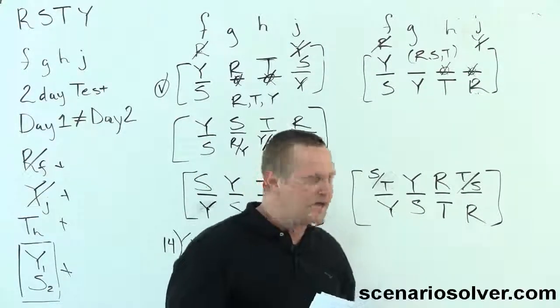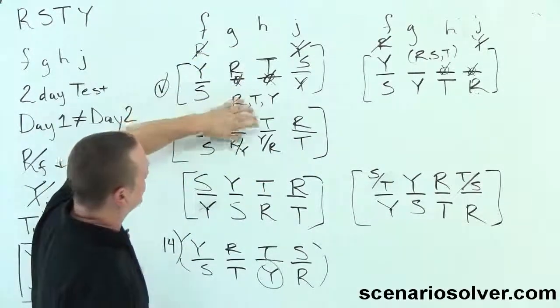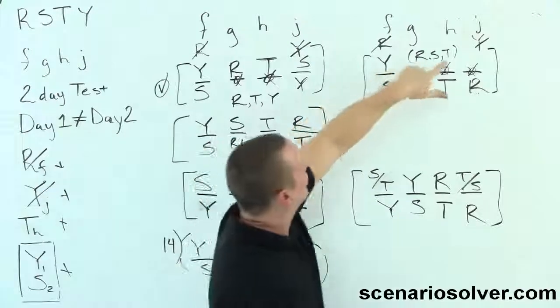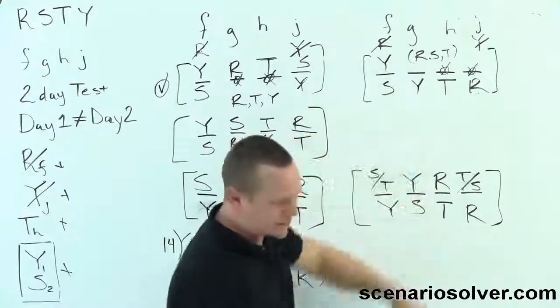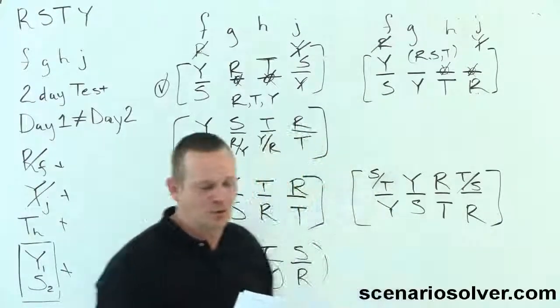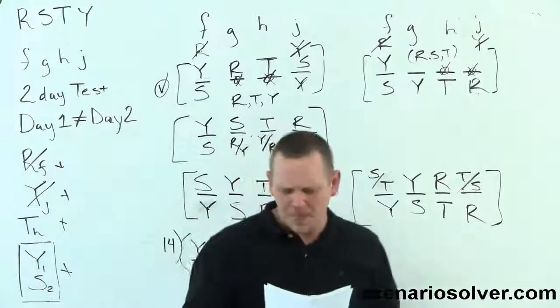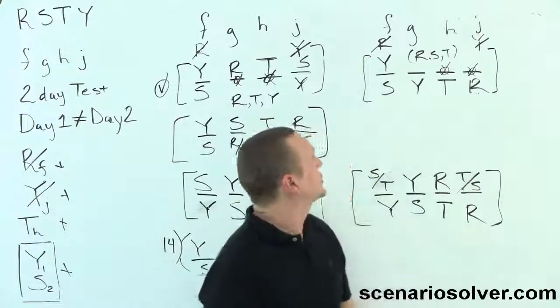D, Y tests H on the first day. So here is H. It can occur here, cannot here. Y is occurring here, and it cannot occur here. So D is the correct answer to the question. It cannot be true that Y tests H on the first day. Let's look at E. Y tests H on the second day.